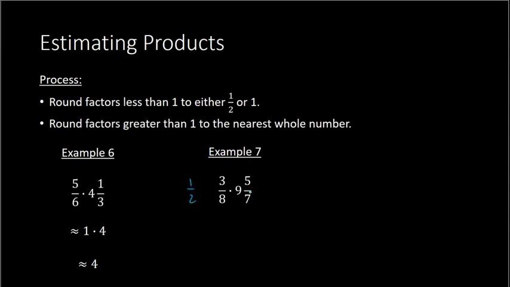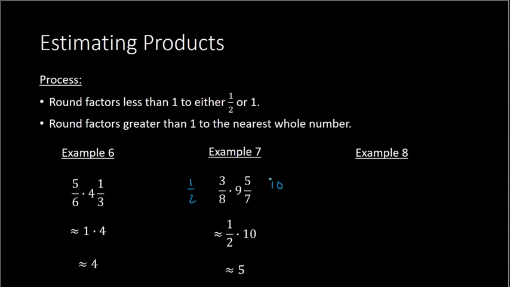And the 9 and 5/7, we have to round to the nearest whole number, because it's bigger than 1. So round to either a 9 or a 10. Well, 5/7 is bigger than 1/2, so the 9 and 5/7 would round up to 10. So what we have is 1/2 times 10, which would give us our estimation to be 5.